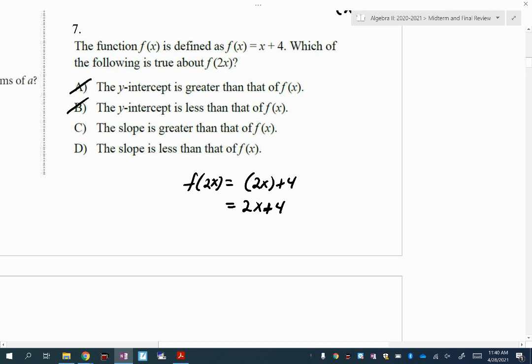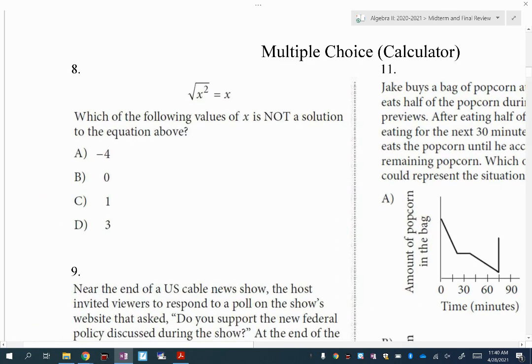All right, but our slope is 2 instead of our slope previously, which was positive 1 in front of that x. So a slope of 2 is greater than a slope of 1. So our slope is greater than that of f of x. All right, let's go to number 8.